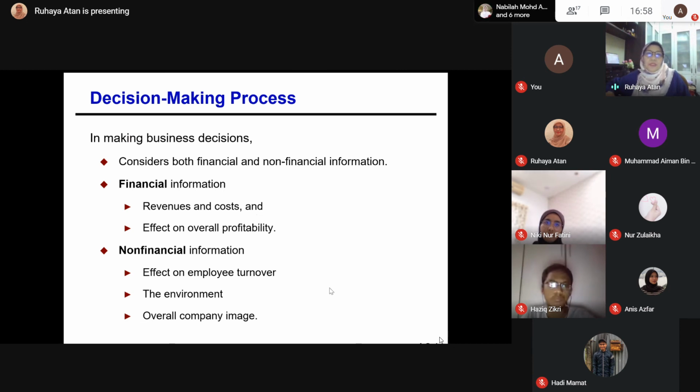So from the last exercise, we saw: is it profitable to close a division that is not making profit? The answer is not necessarily yes. You have to look at the incremental value and also the relevant cost that will change the decision. Often you have to consider non-financial information as well.